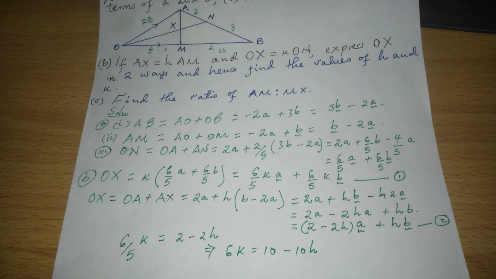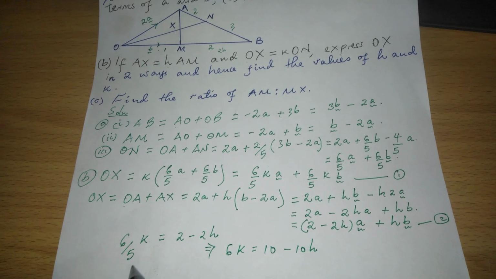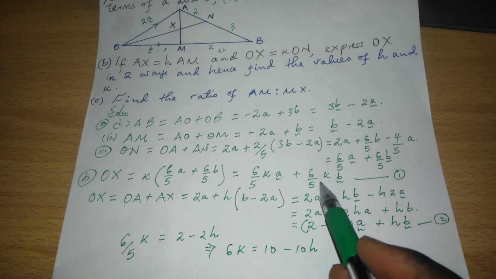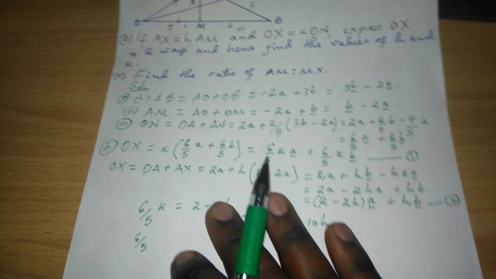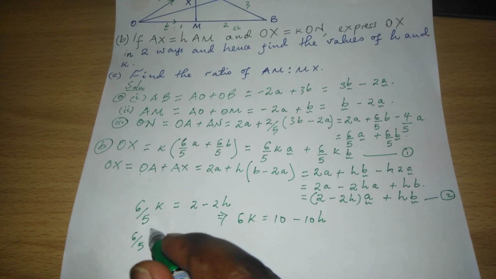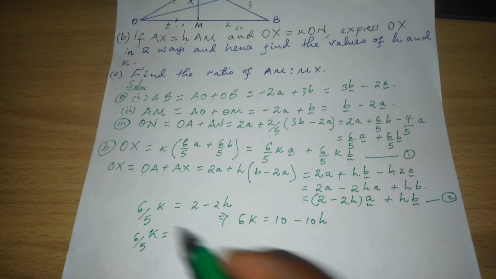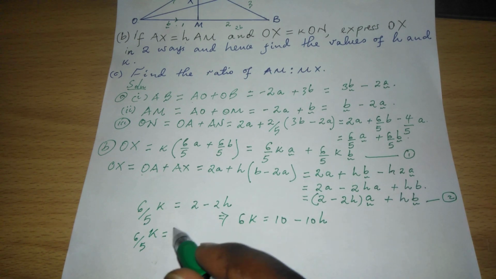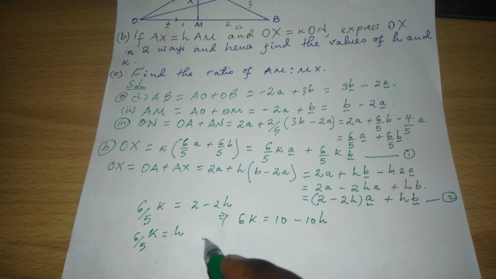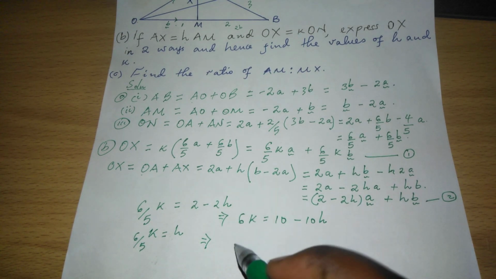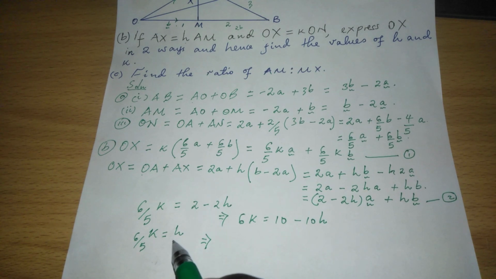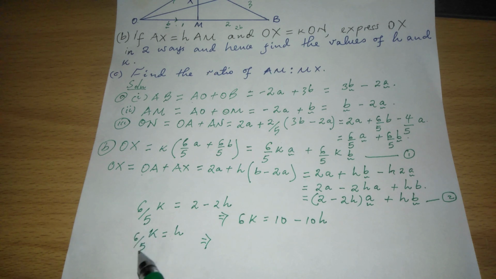And again, we can equate the coefficients of vector B in both expressions, such that here we will say 6 out of 5K equals the coefficient of vector B, which is H. So here we can conclude that, okay, we have the equation more simple because H has been expressed as 6 out of 5K.